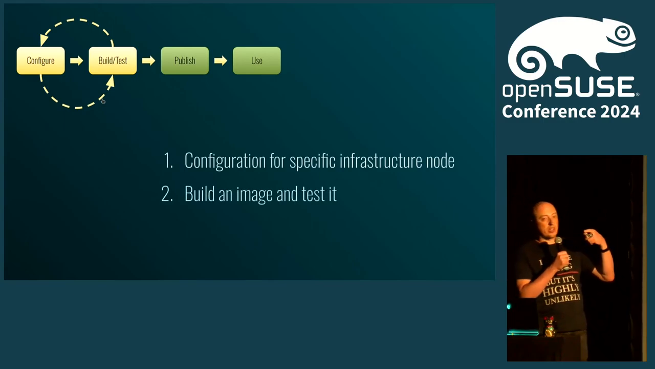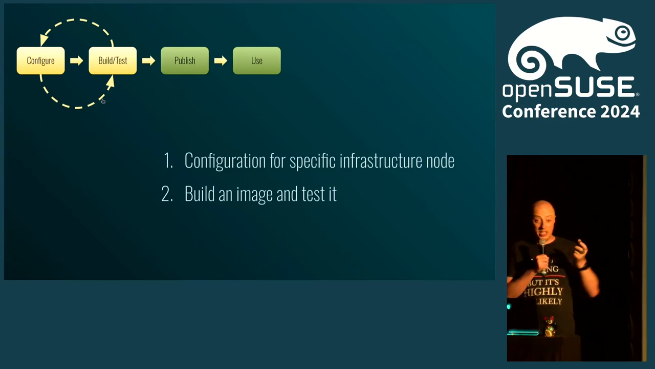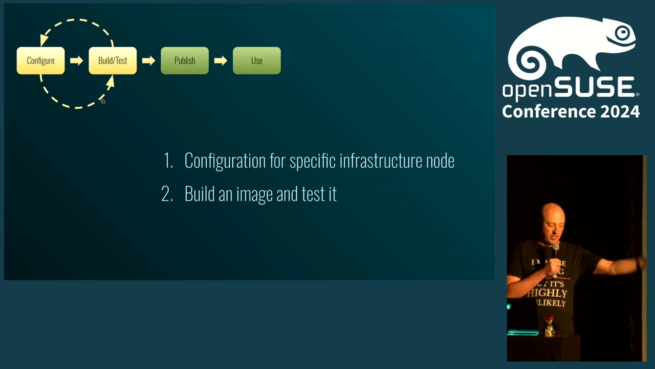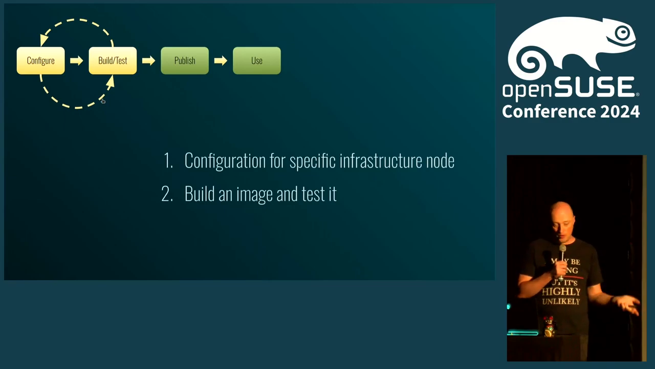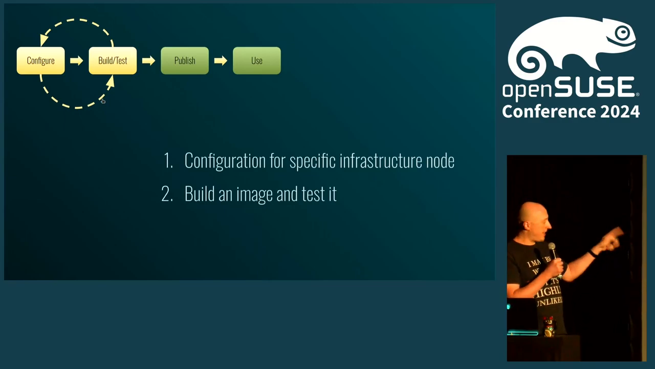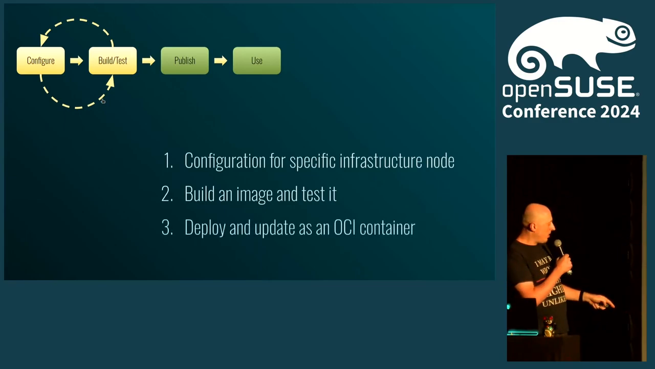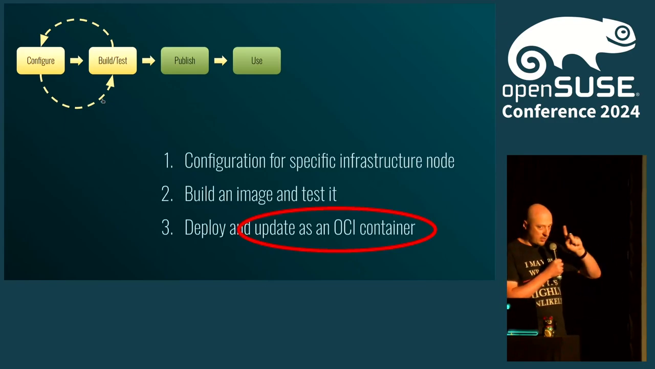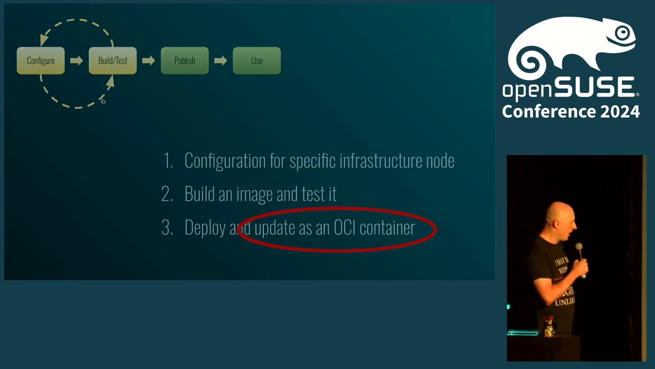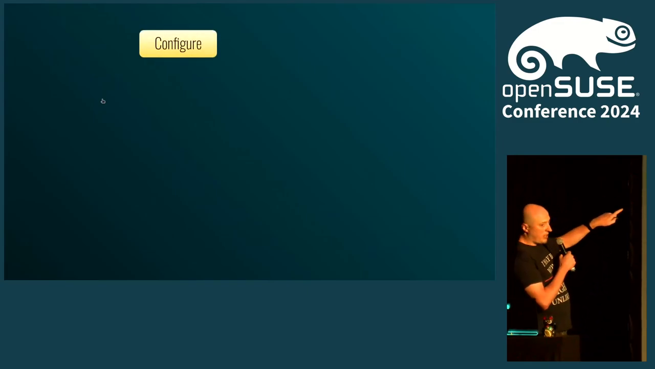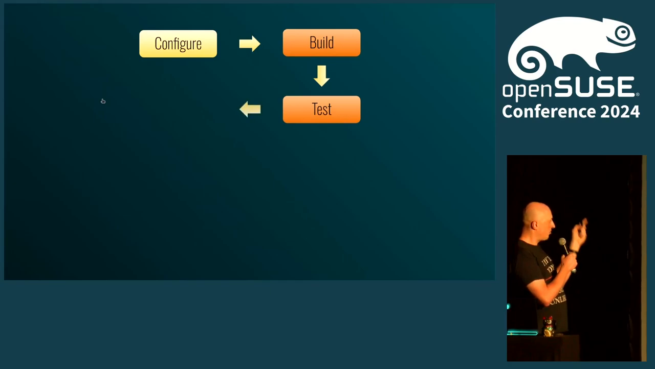In production, usually in big industrials, we have the typical development, test, and production environments, and we always say that test and production environments have to be identical, and it's never true. So how do we make it actually true? Deploy and update also as an OCI container, and that is the interesting part I would like to talk about. So how about you would do that? Configure, build, test, and put it back to the registry.